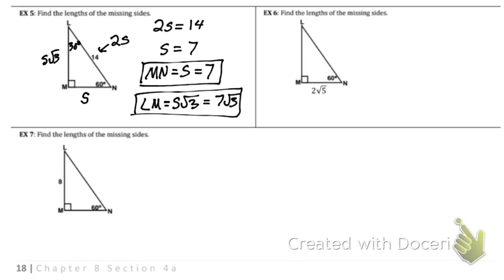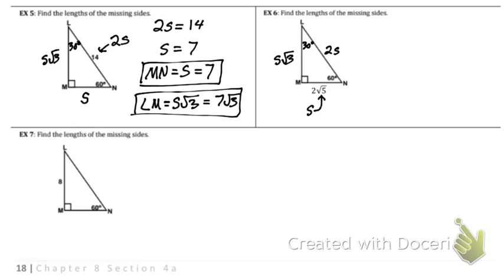Next one, we're going to do the exact same thing. We're going to locate our 30-degree angle. Our 30-degree angle on our next one is L again. So I'm going to label the side opposite LS. I'm going to label my hypotenuse 2S. I'm going to label that long leg, the one across from 60 degrees, S square root of 3.